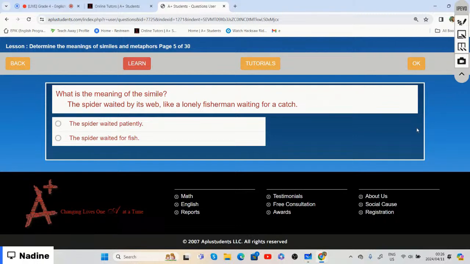All right. It says the spider waited by its web like a lonely fisherman waiting for a catch. What is a catch? Do we say that the spider waited patiently or do we say the spider waited for a fish? But now it says that the fisherman waited for a catch. What is his catch?